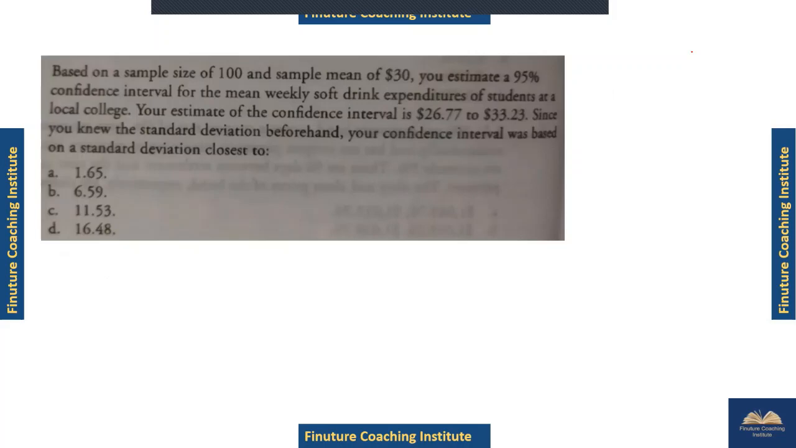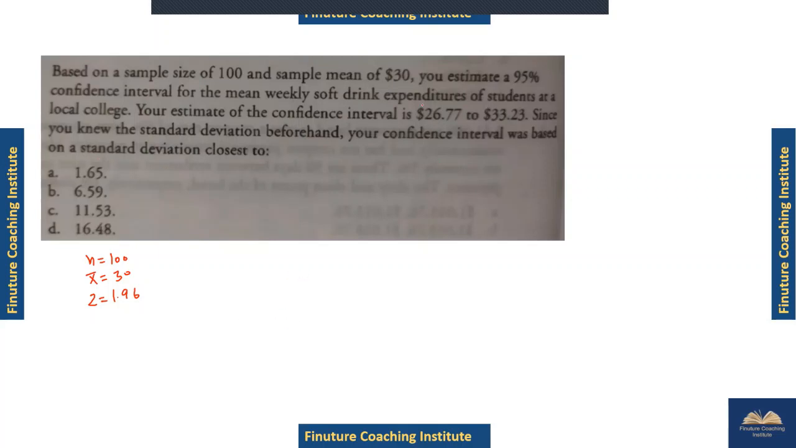Now, a very straightforward question from the prompts. We have been given n as 100, and let's call it x bar because it's a sample mean rather than mu. So it's $30. You estimate 95% confidence, that means Z is 1.96 because your confidence interval is 95%. Since you know the standard deviation, your confidence interval was based on it. So we have to calculate the standard deviation.